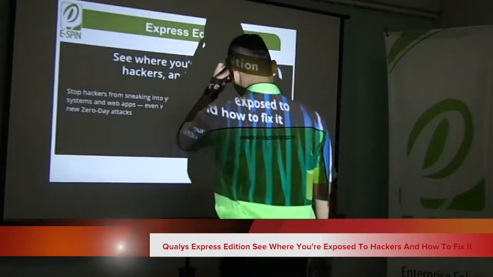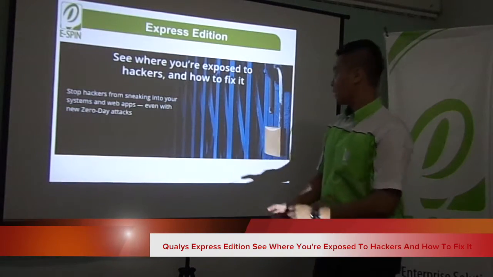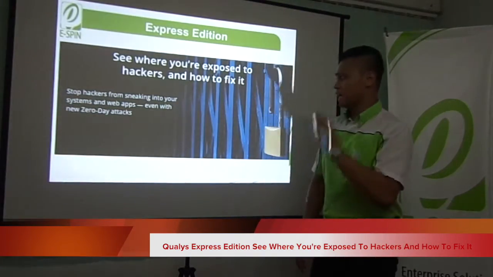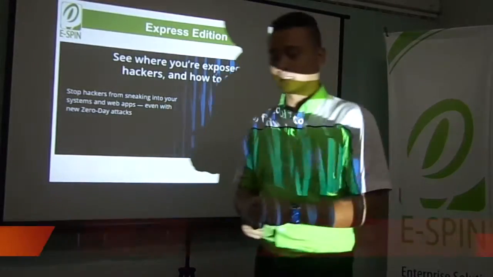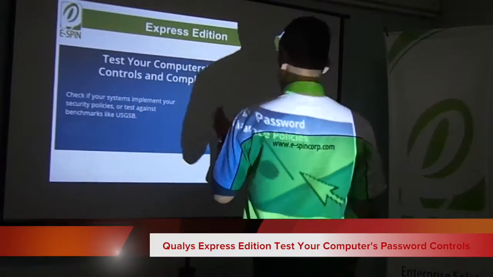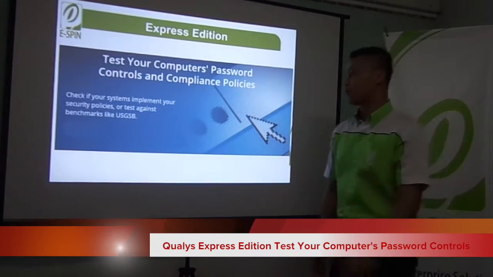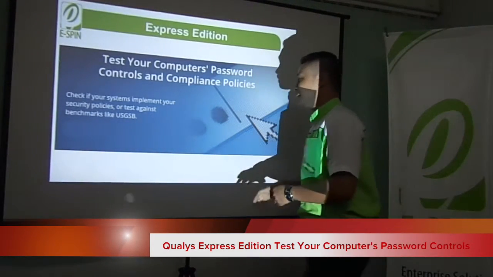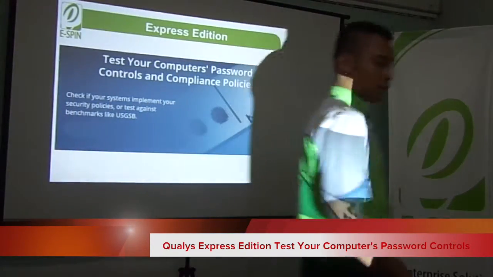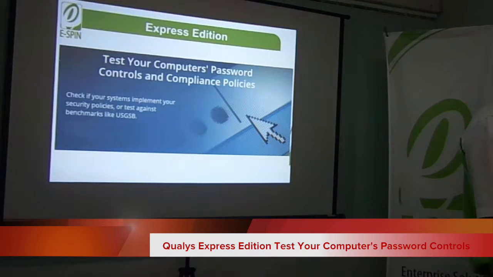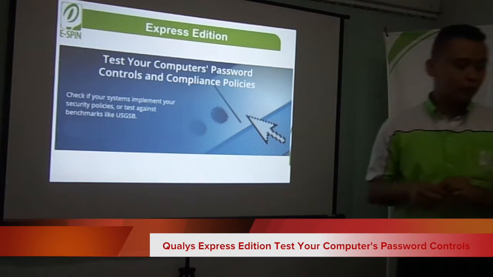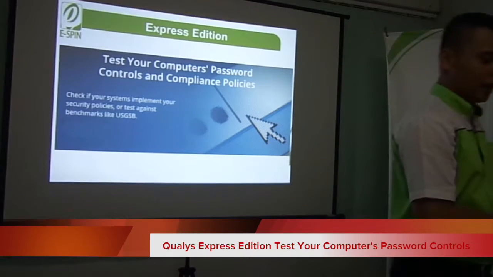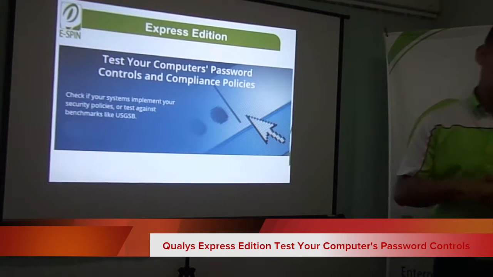And the description is: see where you are exposed to hackers and how to fix it. Stop hackers from sneaking into your systems and web apps, even with new zero-day attacks. Number two is test your computers' password controls and compliance policies. Check if your systems implement your security policies or test against benchmarks like USGCB. Do you know what USGCB is? It covers things such as password enforcement and information access policies. Other frameworks here include the NBA, Basel II and more.